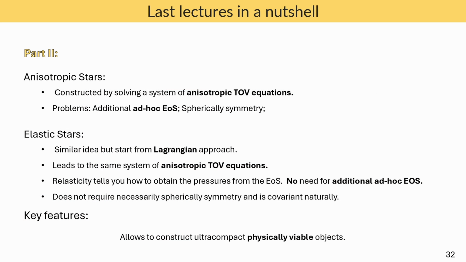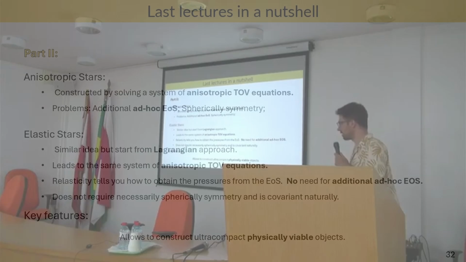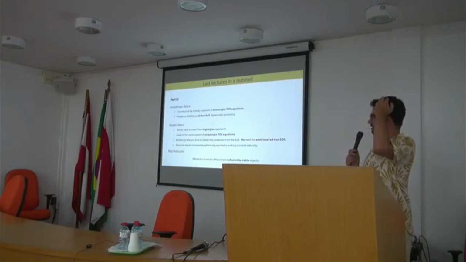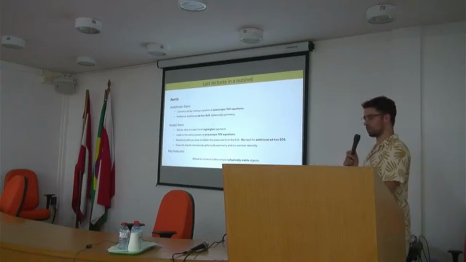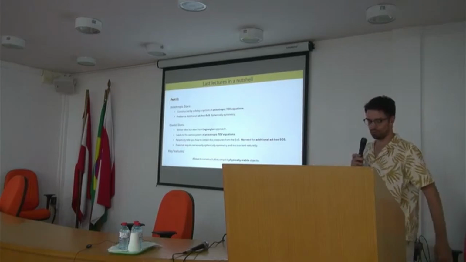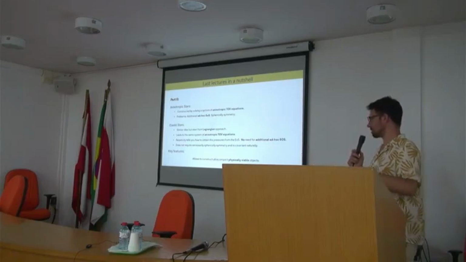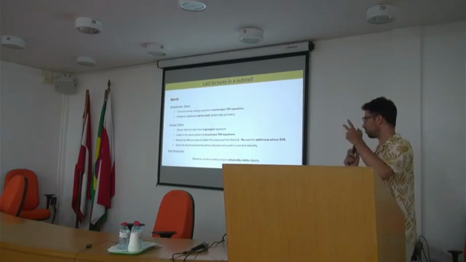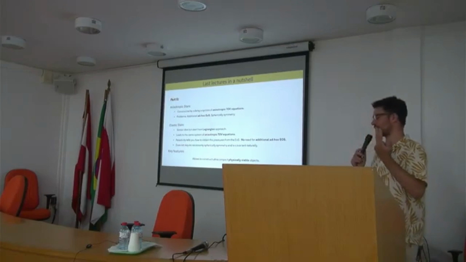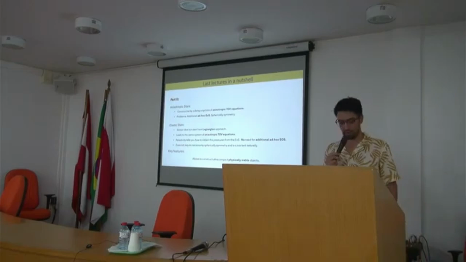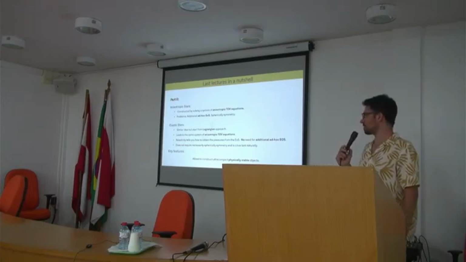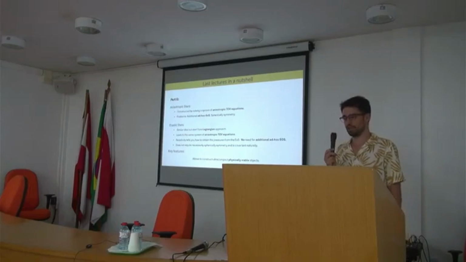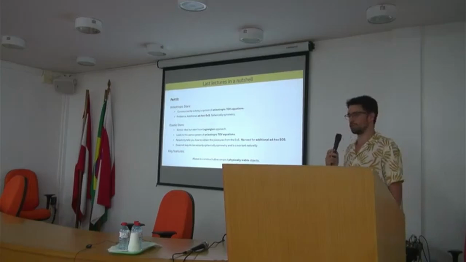To recap for the people that were not here yesterday, both anisotropic stars and elastic stars are obtained by solving a system similar to what Miguel was just solving on the computer, the TOV equations, but with an additional variation, which is the anisotropic TOV equations. For anisotropic stars, I want to emphasize there are a few problems. One of them is that you need to prescribe an additional equation of state, and I recall that one equation of state is bad enough, but two equations of state is really a mess.